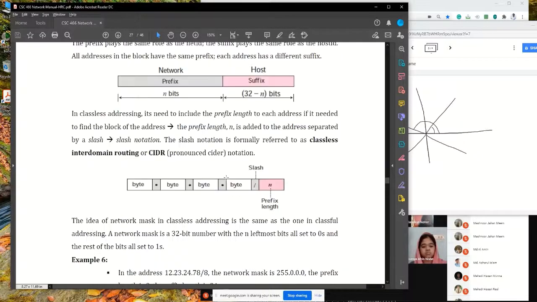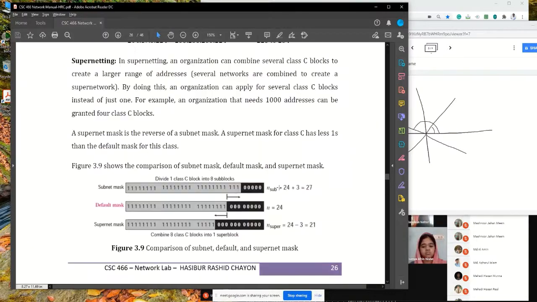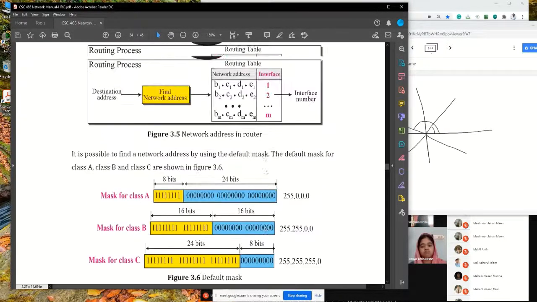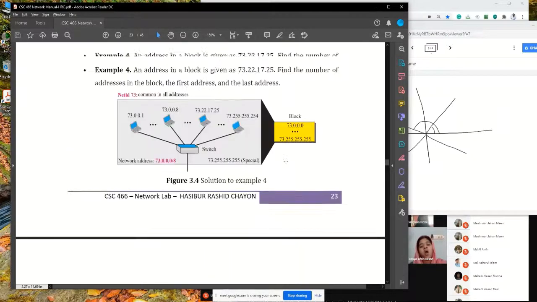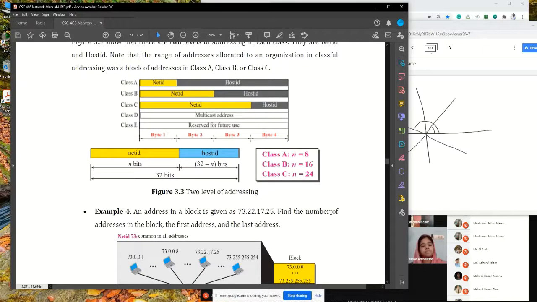Fine, we will discuss more about the classful and classless address, don't worry. But for now let us be very sure about the classes of IP address, about the network portion and the host portion. All right, any questions so far?